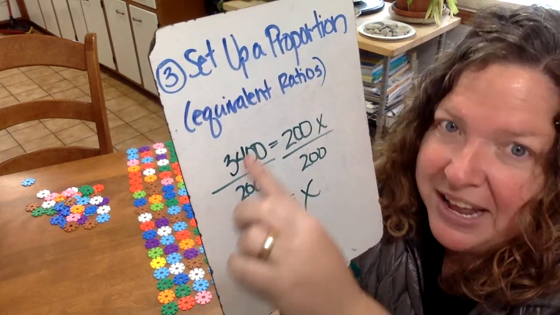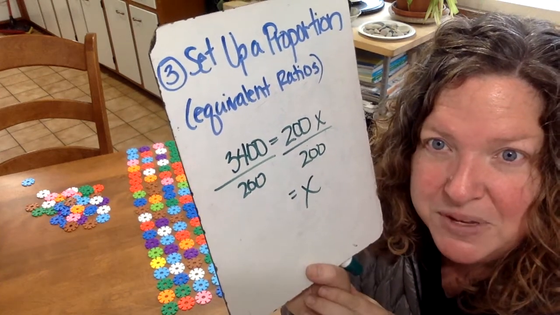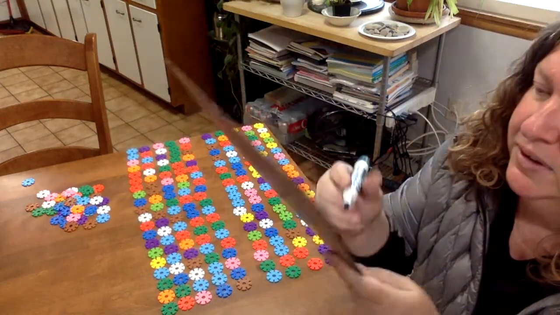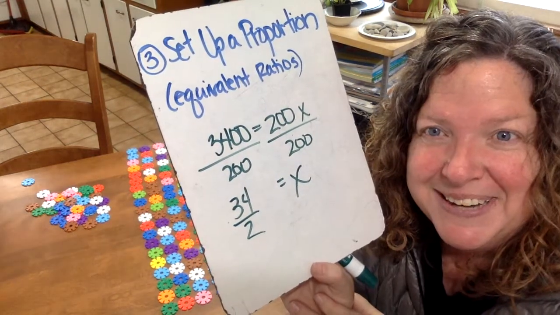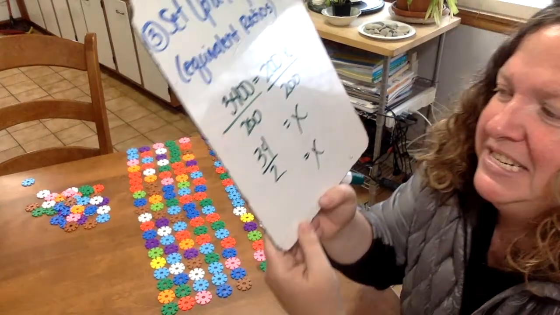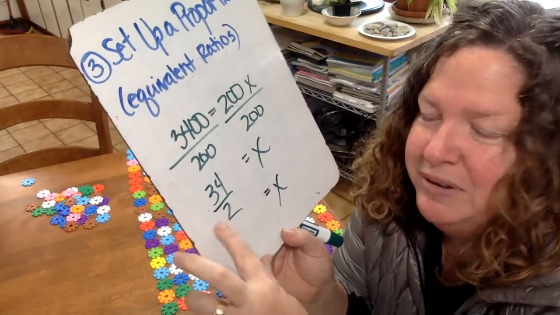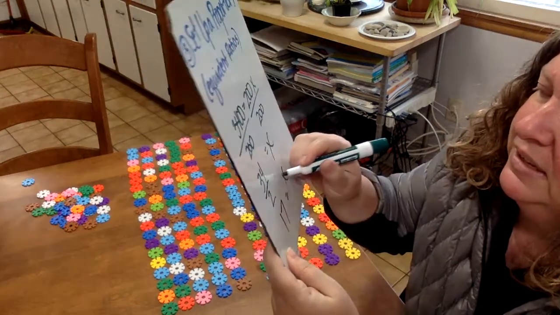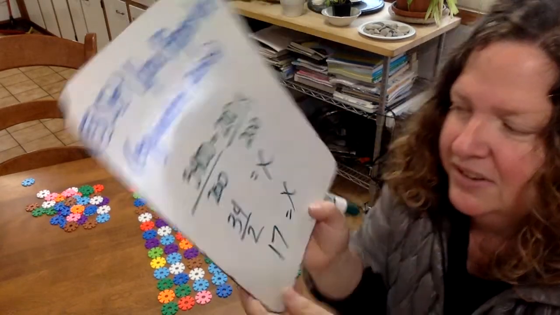I know that I can reduce these numbers by 100 because that one has two zeros and that one has two zeros. So I'm going to reduce each top and bottom by 100 to get 34 over 2. 34 divided by 2. Now, what is 34 divided by 2? Well, I just happen to know that that's 17, but if you didn't, you could certainly solve it any number of ways to figure out what 34 divided by 2 is. The answer is 17.